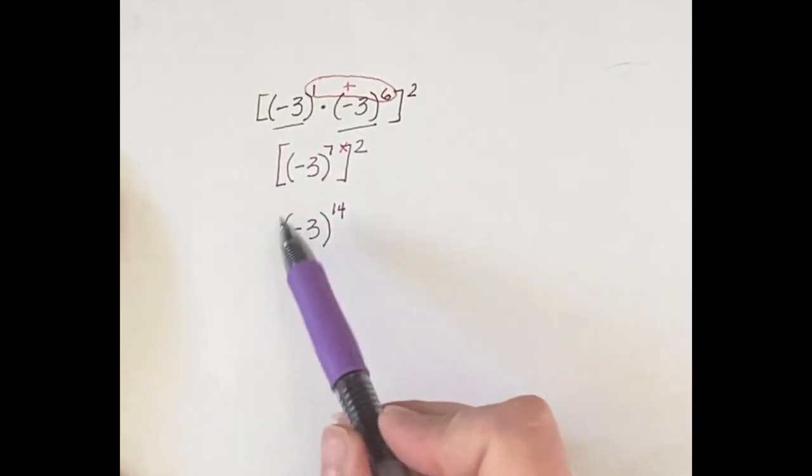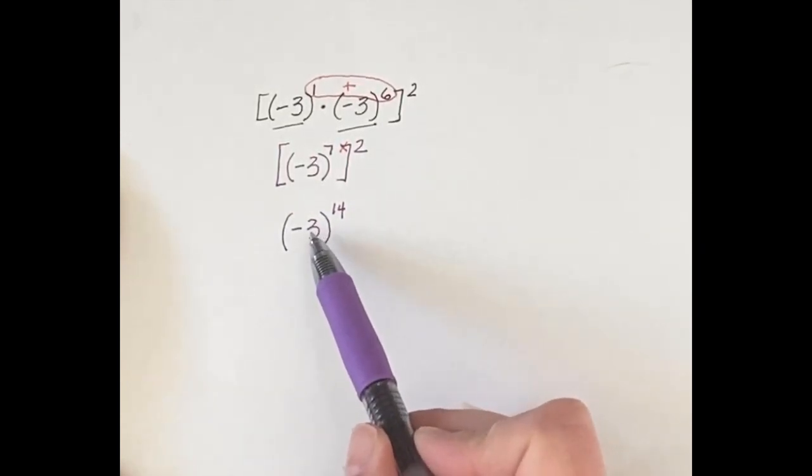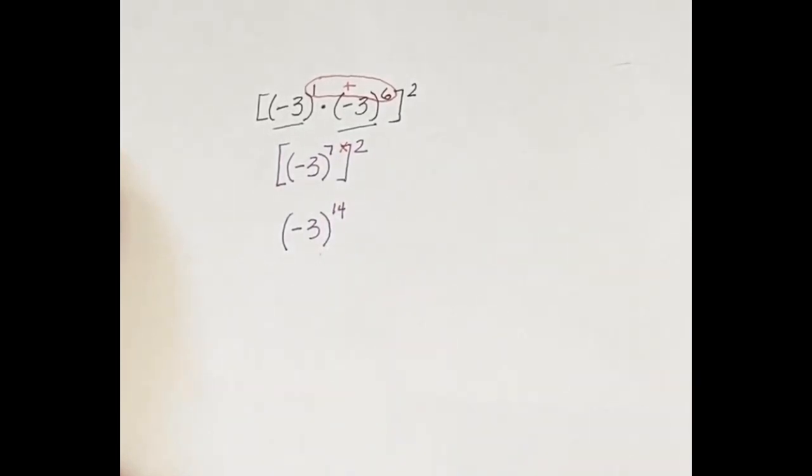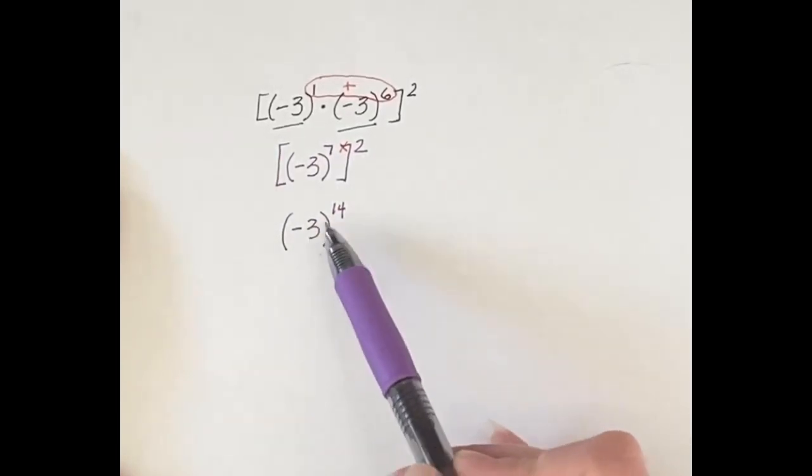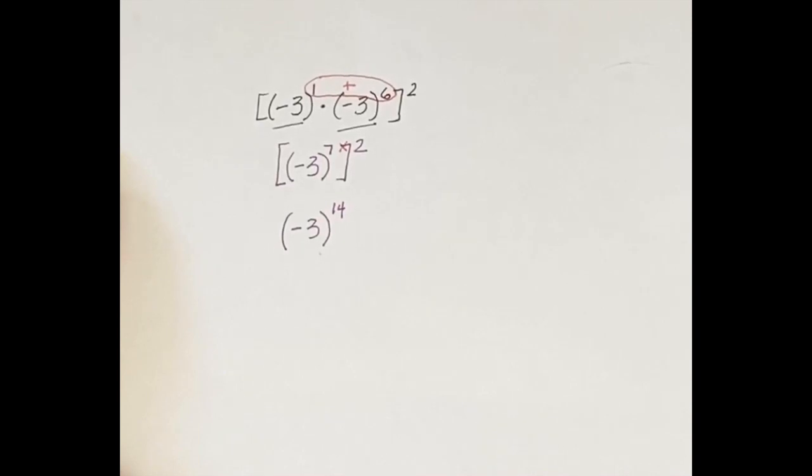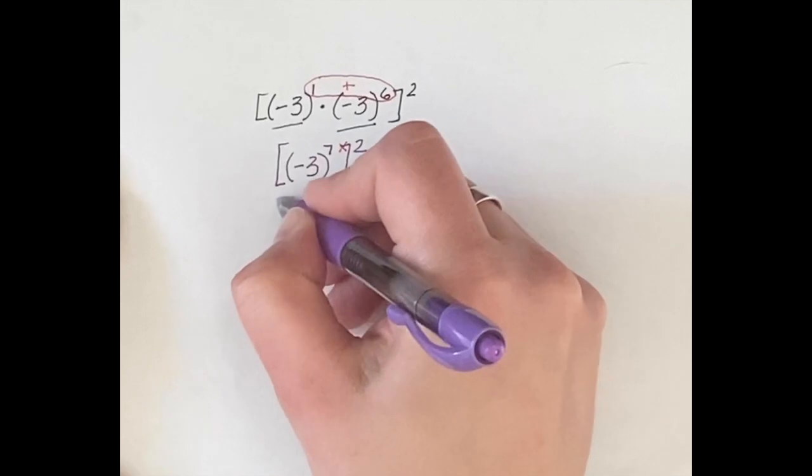If you drop the parentheses, that's assuming that just the 3 is being raised to the 14th power. But it's actually the -3 that's being raised to the 14th power, which is why you have to maintain the parentheses. So this is your final answer.